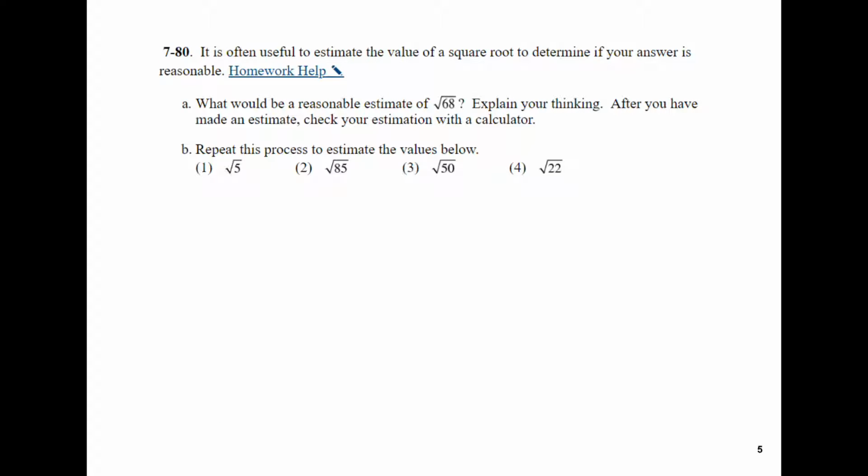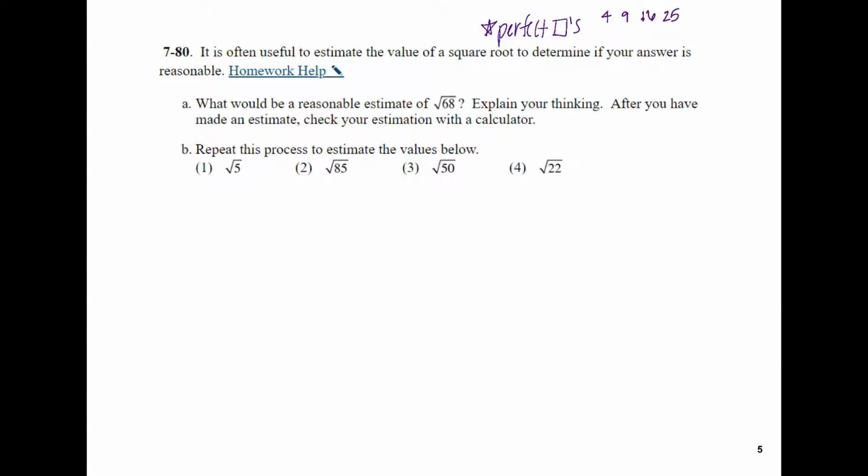Problem 7-80. It is often useful to estimate the value of a square root to determine if your answer is reasonable. So we need to remember that when we are estimating the value of a square root, we want to pay really close attention to our perfect squares. And when we talk about perfect squares, we're talking about 2 times 2 is 4, 3 times 3 is 9, 4 times 4 is 16, 5 times 5 is 25.